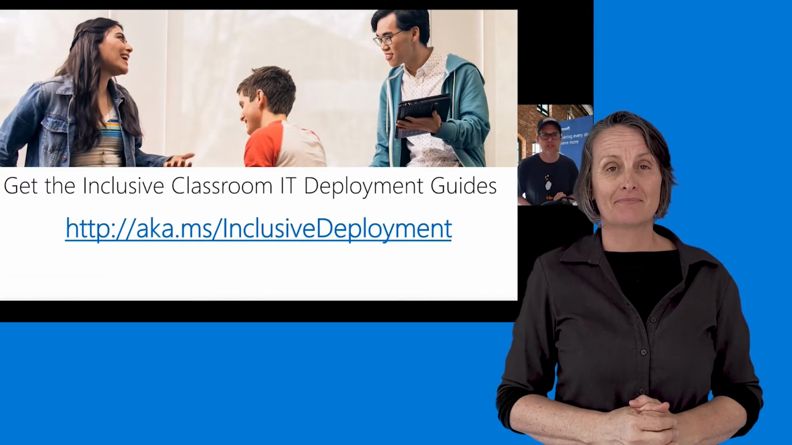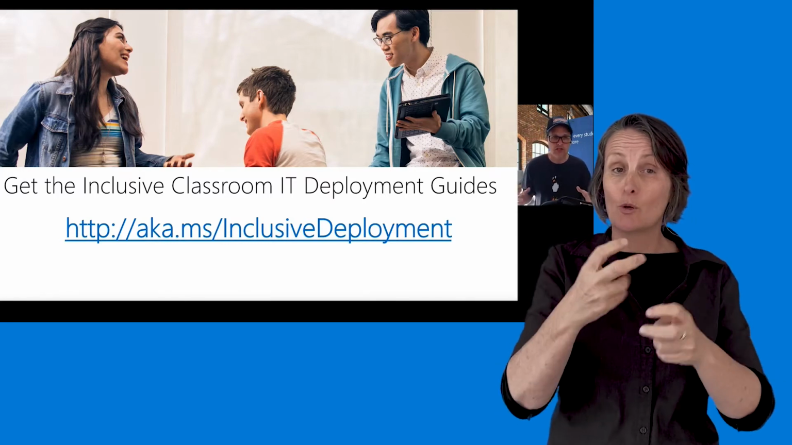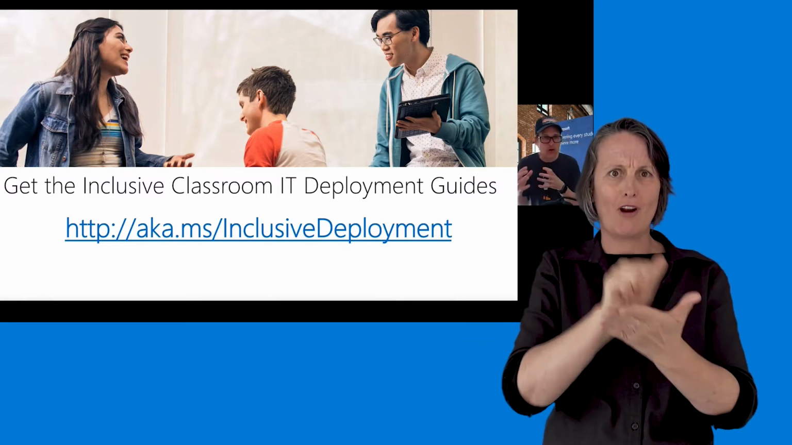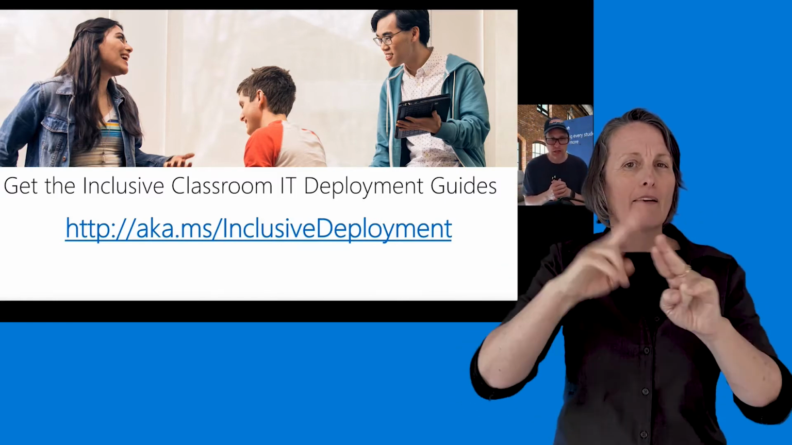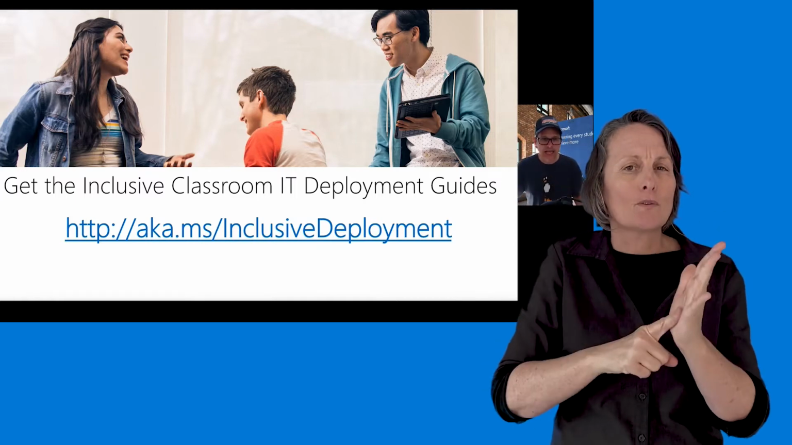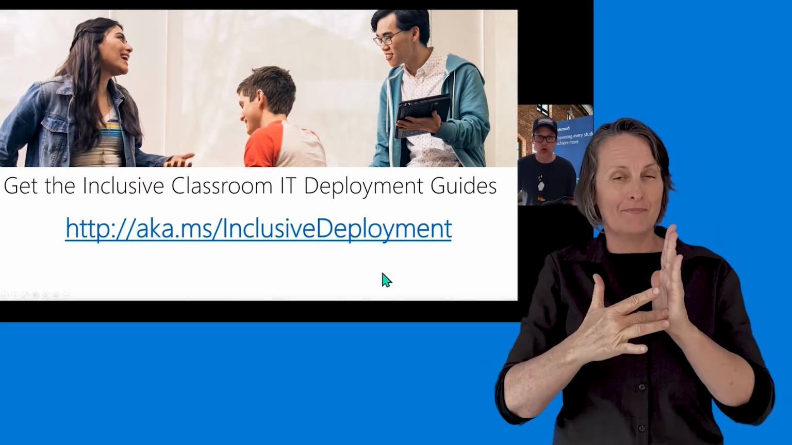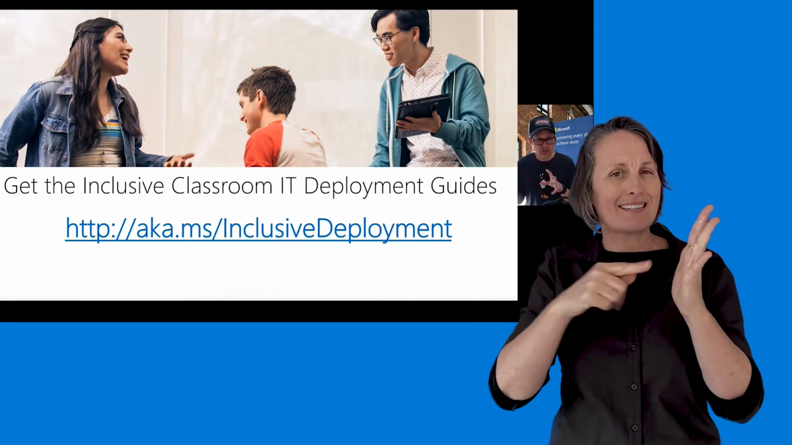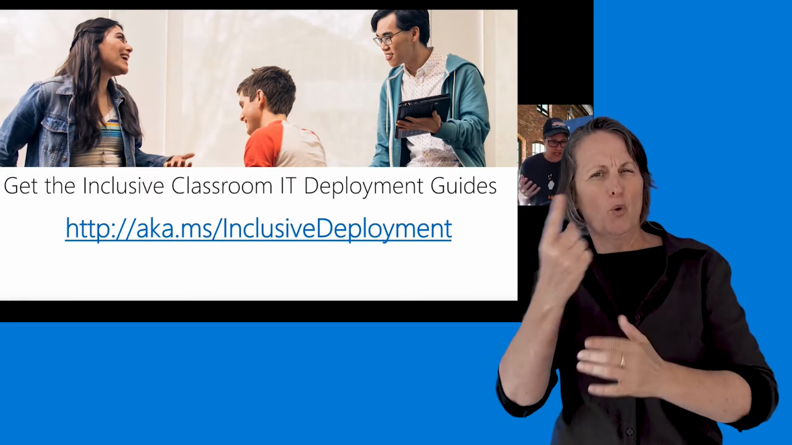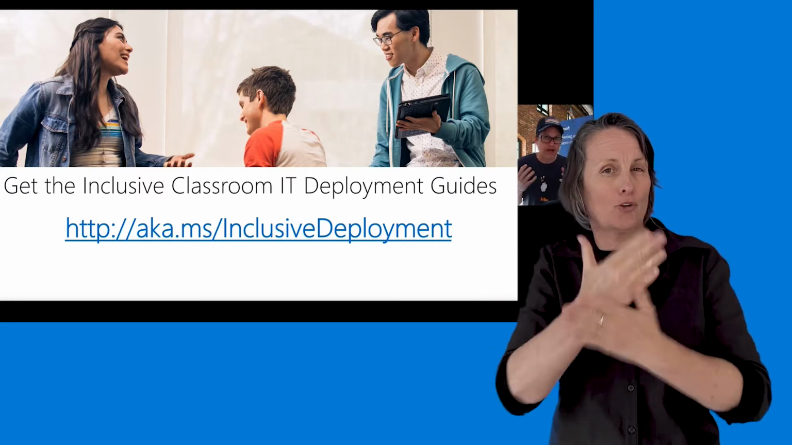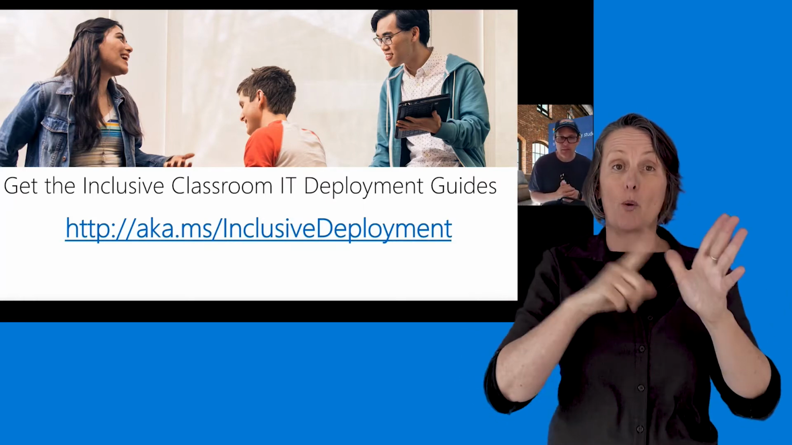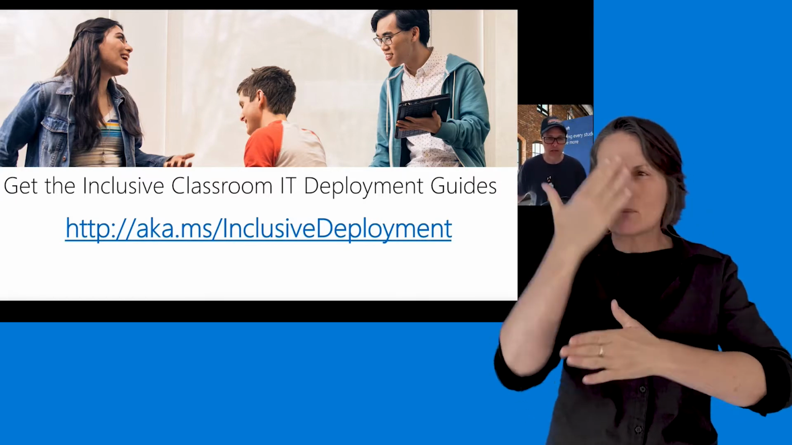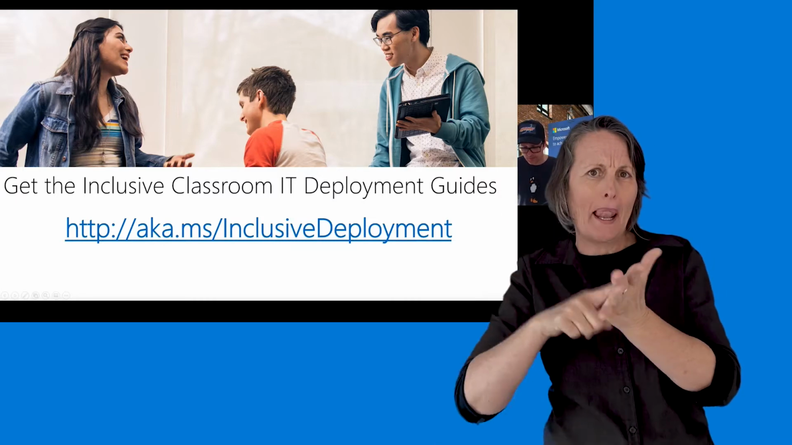Now, speaking of technical issues, we have to make sure that your Microsoft 365 environment is set up to be able to get all these cool accessibility features and tools working. So here's one for the techies: aka.ms/inclusive deployment. That is going to take you to a Microsoft Docs page with everything that you need from a technical perspective to get all this set up and running. All right, so again, aka.ms/inclusive deployment. Share this with your techie to make sure at the back end, everything is set up for success in this space.